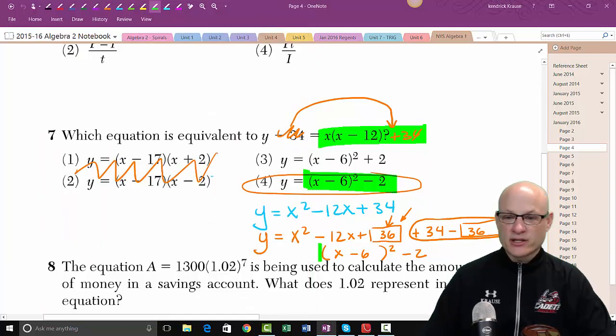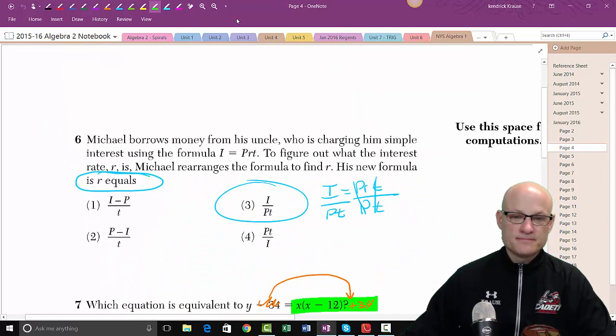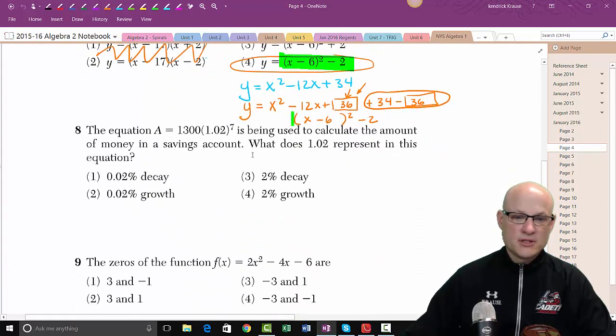Number 8. Last problem. Then we're going to take a little break. I am. You aren't. Of course, I got to redo this. I don't know why.